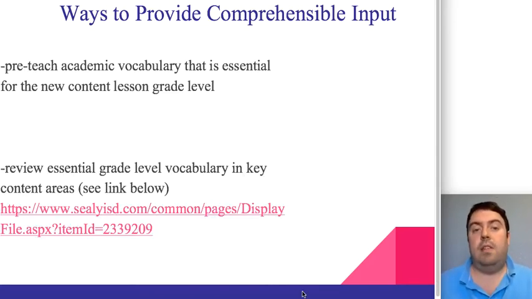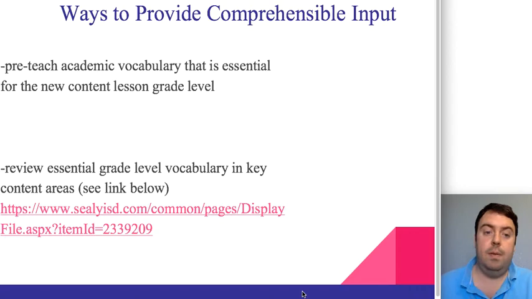Another thing that's important about comprehensible input is to pre-teach key academic vocabulary terms that will be essential for that content lesson that you're about to teach. So before you actually get into, let's say, a lesson on photosynthesis, you might need to first review the vocabulary terms of oxygen, or photosynthesis itself, or chlorophyll, or carbon dioxide. You might need to pre-teach those terms to students.